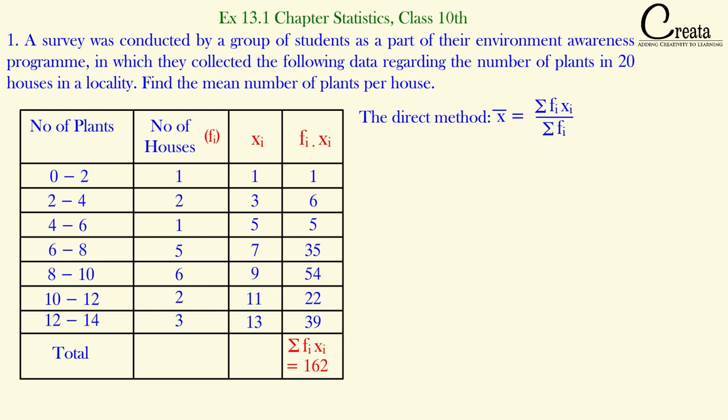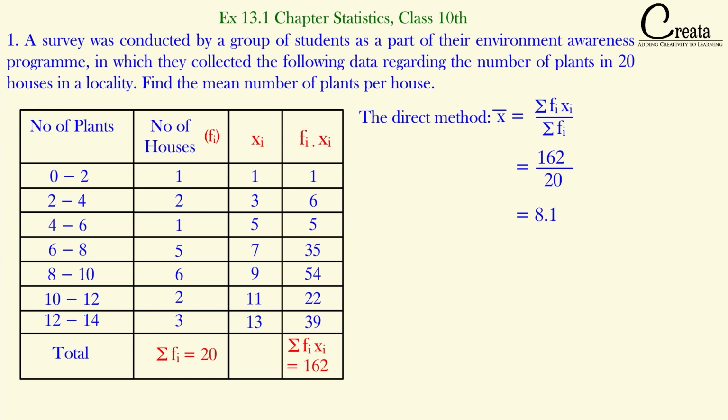In the denominator, we have to find the sum of fi, that is the addition of all the frequencies, which is 20. So we got numerator and denominator. Let's put it and apply. We got the mean as 8.1. That is the answer, the average or the mean number of plants per house. So we can say this society is having the mean as 8.1 plants per house. Got it?